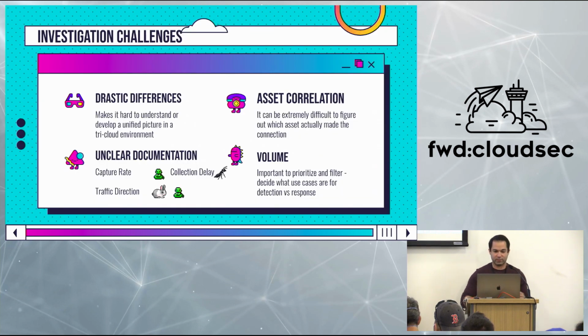So what are some of the challenges? I'm going to speed through this. I'm a little short on time. There are drastic differences between each of these. The code that I'm going to be sharing walks through that a little bit more. Asset correlation, or figuring out what asset is on either end of the communication, can be exceptionally difficult. Then there's unclear documentation for various reasons, and then volume.